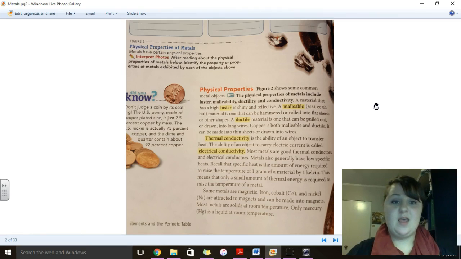Some metals are magnetic. Iron, cobalt, and nickel are attracted to magnets and can be made into magnets. Most metals are solid at room temperature. Only mercury is a liquid at room temperature. So let's go back to our notes.